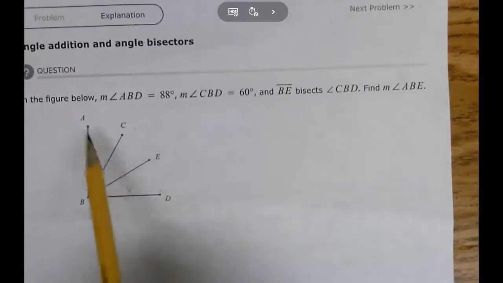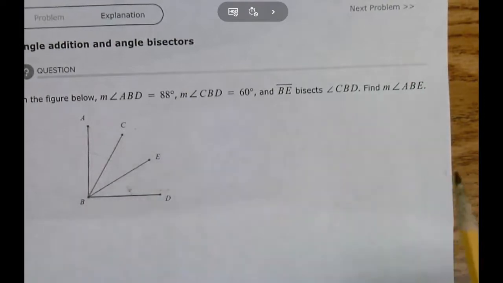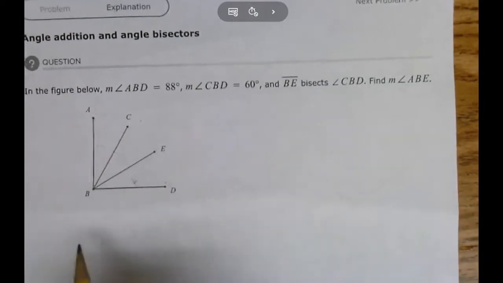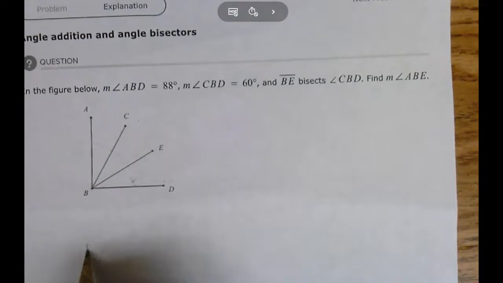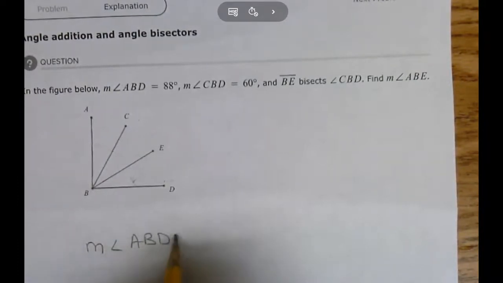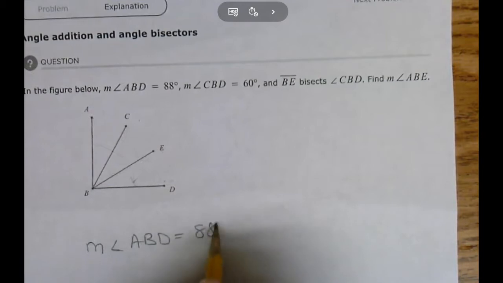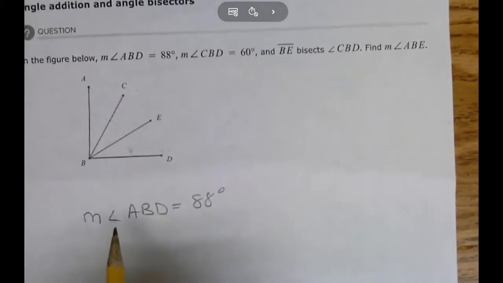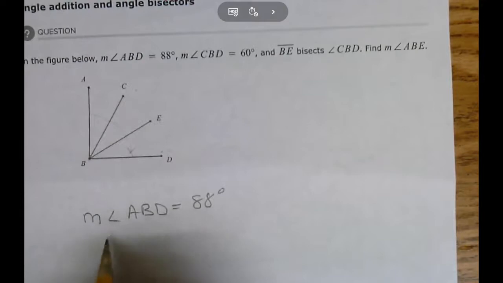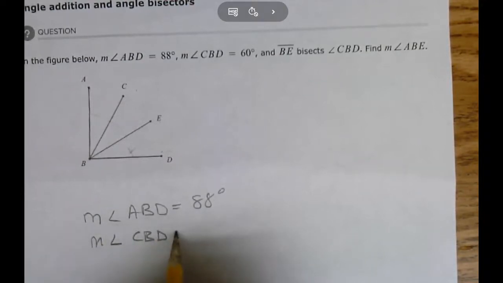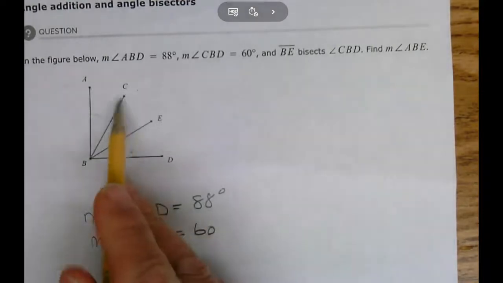CBD. And it says find ABE. So this is kind of similar to the one we just did. If we write down what we know, the measure of angle ABD, that is 88 degrees. And we also know the measure of CBD, that is 60. That's this one.